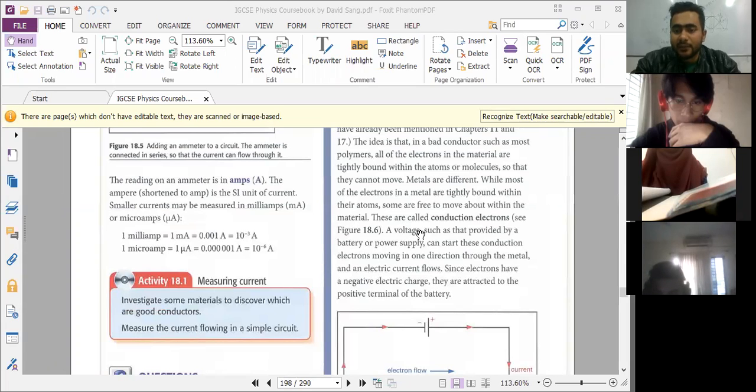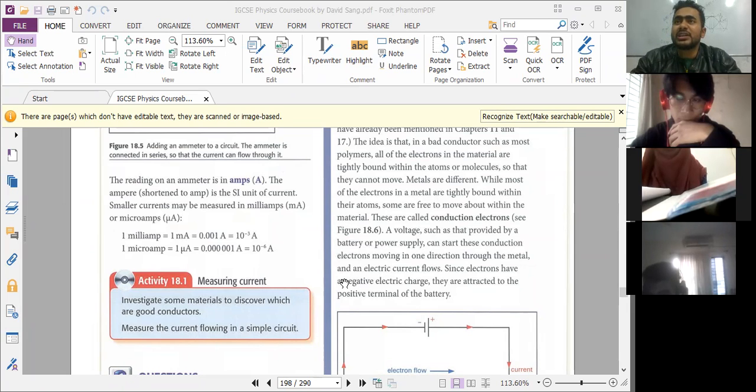Then it says a voltage such as that provided by a battery or power supply can start these conduction electrons moving in one direction through the metal. We said last time that when we use a potential divider, that is when they start to move, right? Because I applied a potential difference, right?